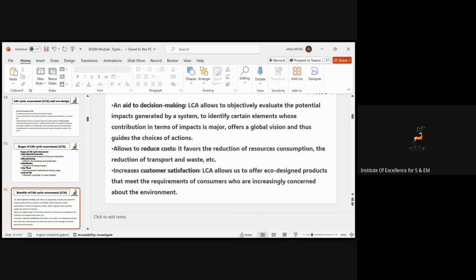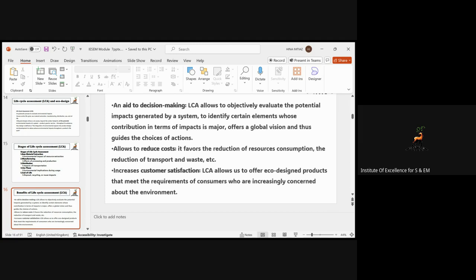It also allows us to reduce the cost, and it favors the reduction of resource consumption, transport, and waste, which will ultimately result in saving money and reducing the cost of that product. The next one is increasing customer satisfaction.